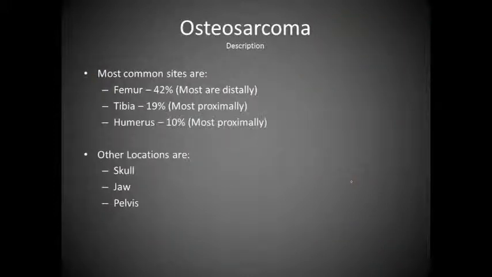Most common sites are the femur, which is 42%, and most are distally. So it means that most are down towards the knee. And I think some of our images that we'll see are really focusing on the knee. Others are the tibia, which is 19%, and the humerus, 10%. But notice that the tibia and the humerus are all proximally. So the tibia is going to be located still around the knee, and the humerus is going to be located near the shoulder. However, other locations are the skull, the jaw, and even the pelvis. All of these can be a result of osteosarcoma.